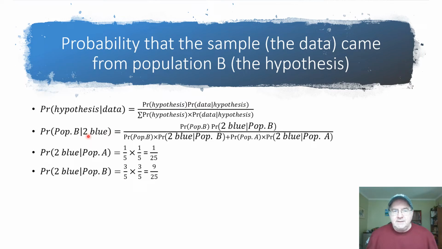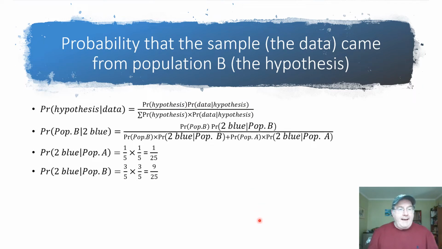So to translate that a little bit, we're asking: what's the probability that this sample that had two blue-eyed parrots came from population B? So the probability of population B given the observation of two blue-eyed parrots is equal to the probability of population B times the probability of getting two blue-eyed parrots from population B, divided by, here, the probability of the data that they came from population B, and here, the probability of the data that came from population A.